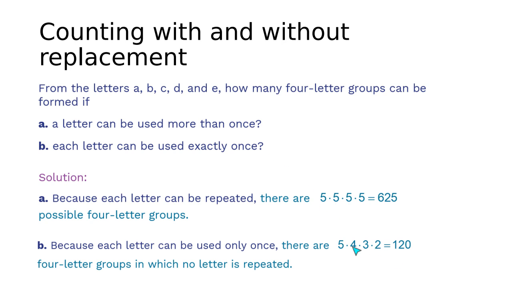for the second position. So you would only have 4 choices. Then if you use, let's say, the letter B, then you would only be left with 3 choices for the third position. And then the last position, you would be left with 2 choices. So my answer here would be 5 times 4 times 3 times 2, which is 120.